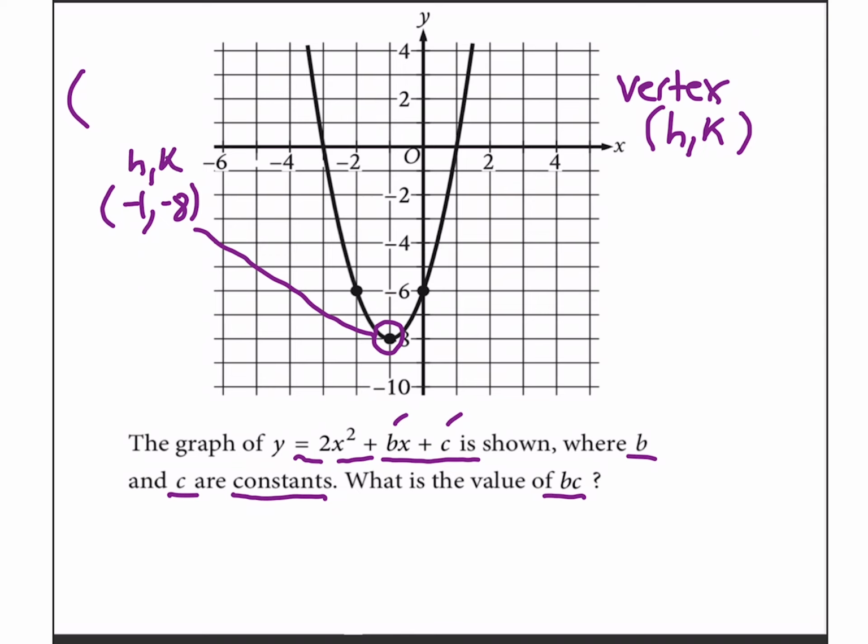Then there's another important thing we often look at, the y-intercept. So there's a y-intercept, and what's the coordinate of the y-intercept? Of course, it is (0, -6) in this case.